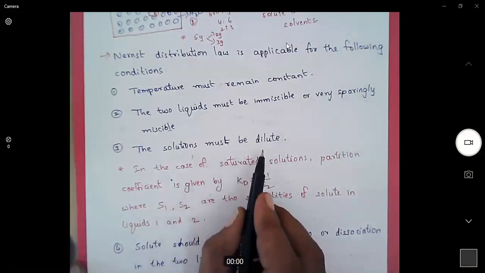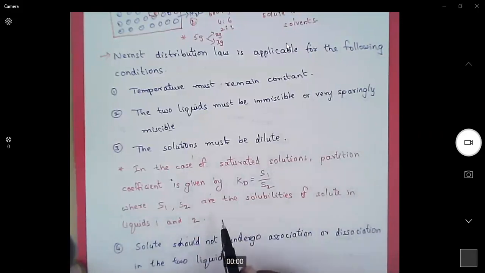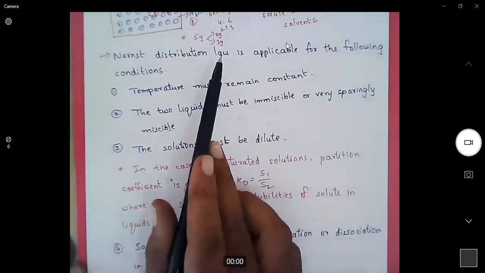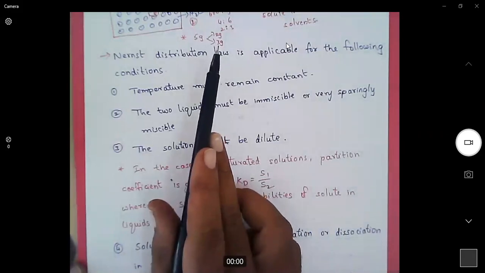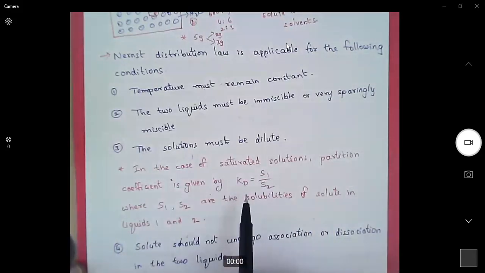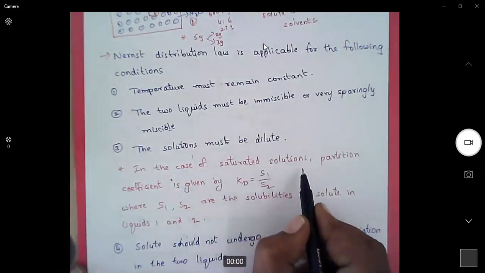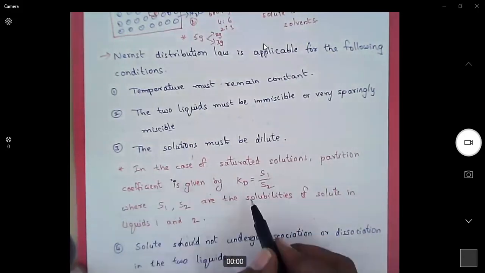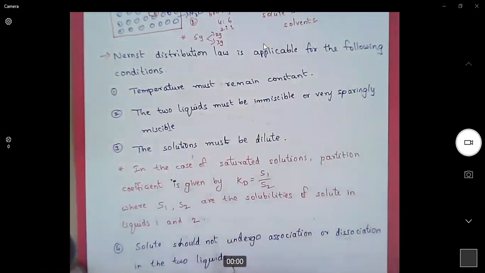That means we can say ideally dilute. The solutions must be dilute. That means the amount of solute must be very, very minimum. In the case of saturated solutions, the partition coefficient is given by Kd equal to S1 by S2, where S1 and S2 are the solubilities of the solute in liquids 1 and 2.